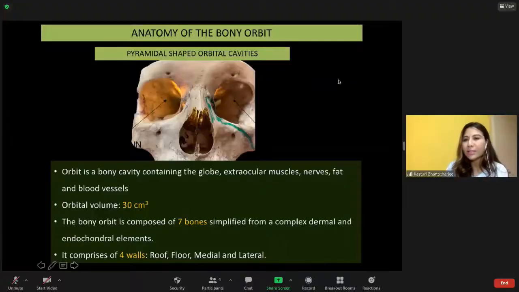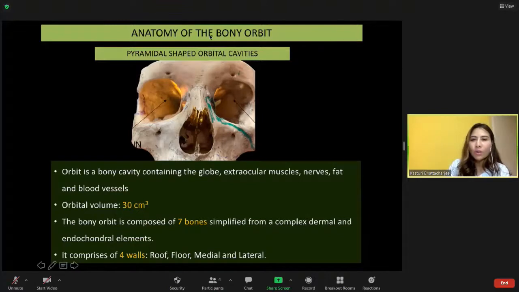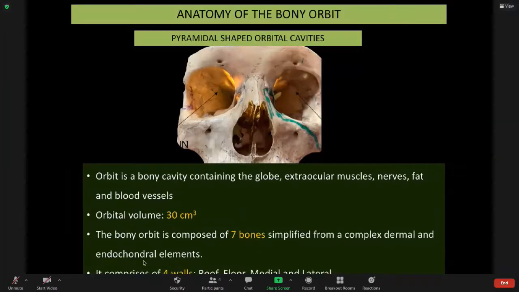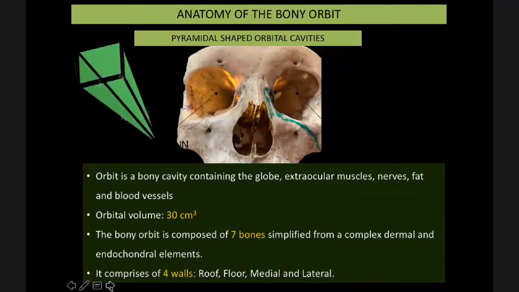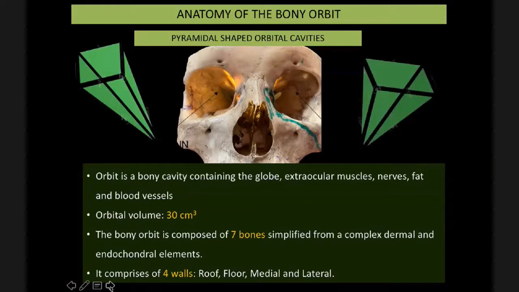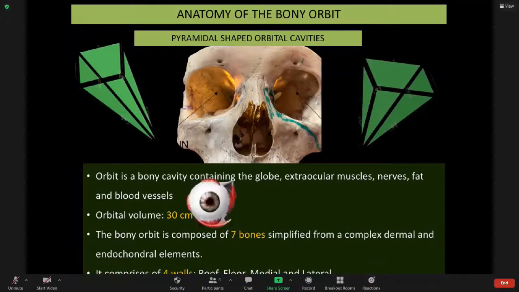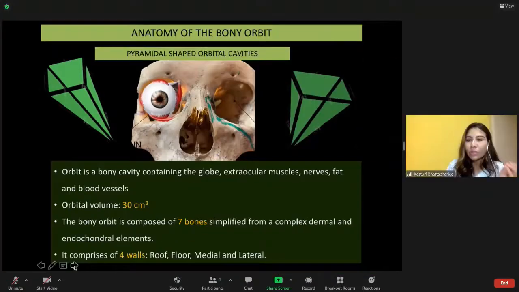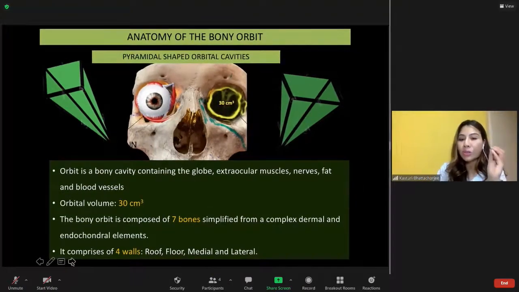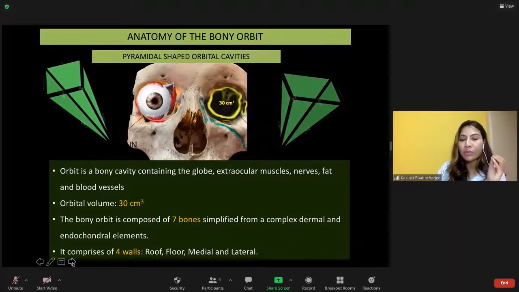The first basic that I would like to share with you is the anatomy of the orbit. We all know that the orbit is a pyramidal shaped structure where the anterior part is widened and posteriorly it is narrow, and it contains very important structures: the globe, the extraocular muscles, the nerve and the fat. We should know the volume. The normal volume is 30 cubic centimeters because this volume helps us to make an adjustment when we do a fracture repair or when we go for reconstruction.